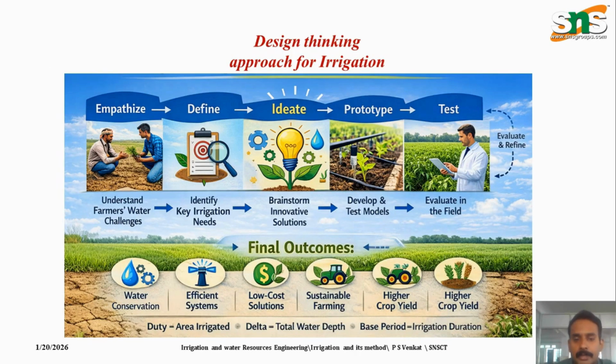For the above topic, as in the previous video, we are going to adopt the design thinking approach. To understand irrigation problems effectively, we apply the design thinking approach. This approach ensures that irrigation systems are farmer friendly, water efficient, cost effective and sustainable. Let's understand each stage in detail.